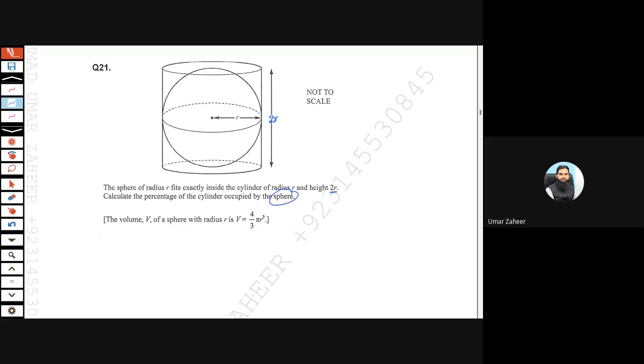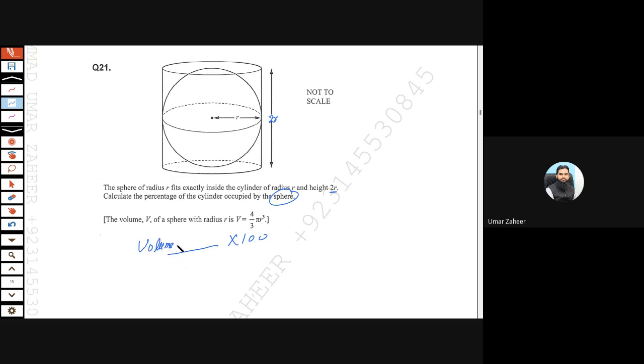We have not done percentage yet, but obviously we have to find the percentage of the cylinder occupied by the sphere. So means we have to take the volume of the sphere divided by the volume of the cylinder multiplied by 100. It is the same as, for example, if you have a test, and the total marks are 100 and you are getting 50 marks. How will you find the percentage? Obtained marks divided by total marks multiplied by 100, right? So in the same way, you have to find the percentage of one quantity with respect to another one.